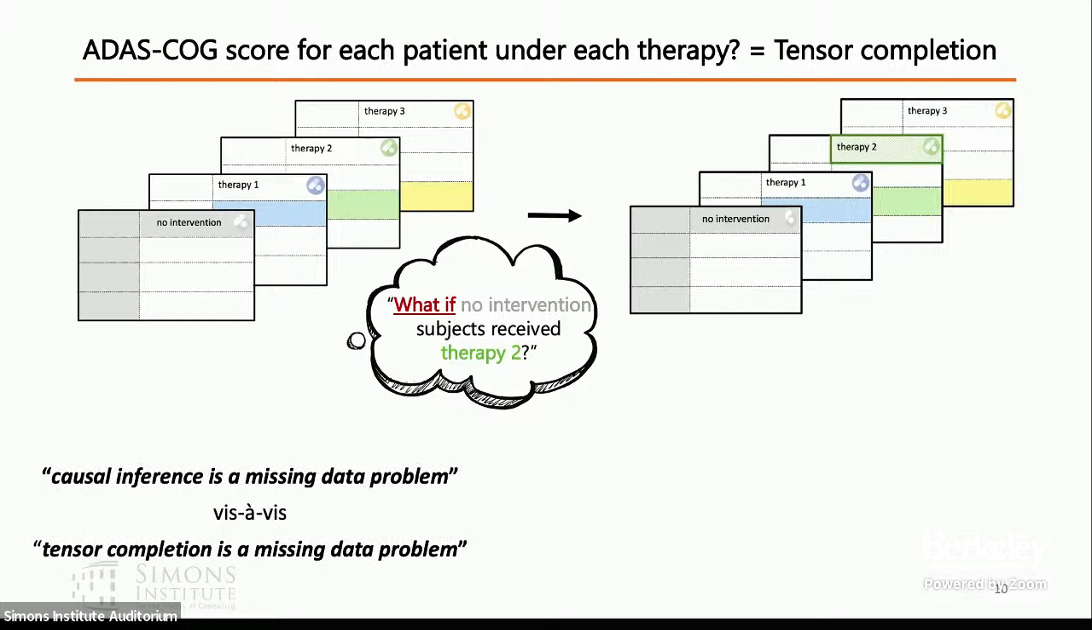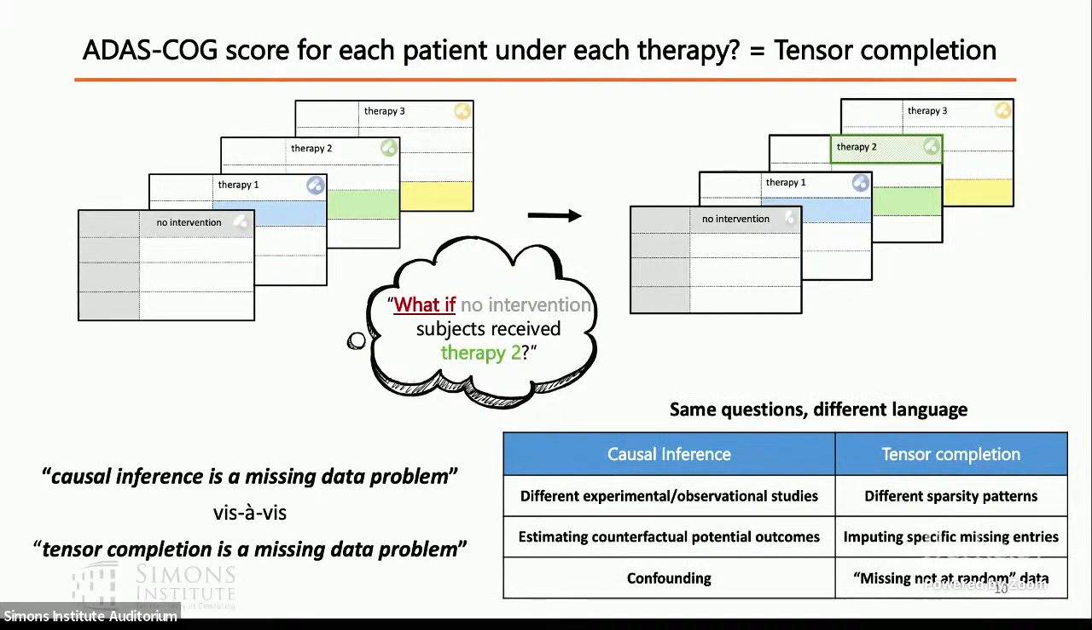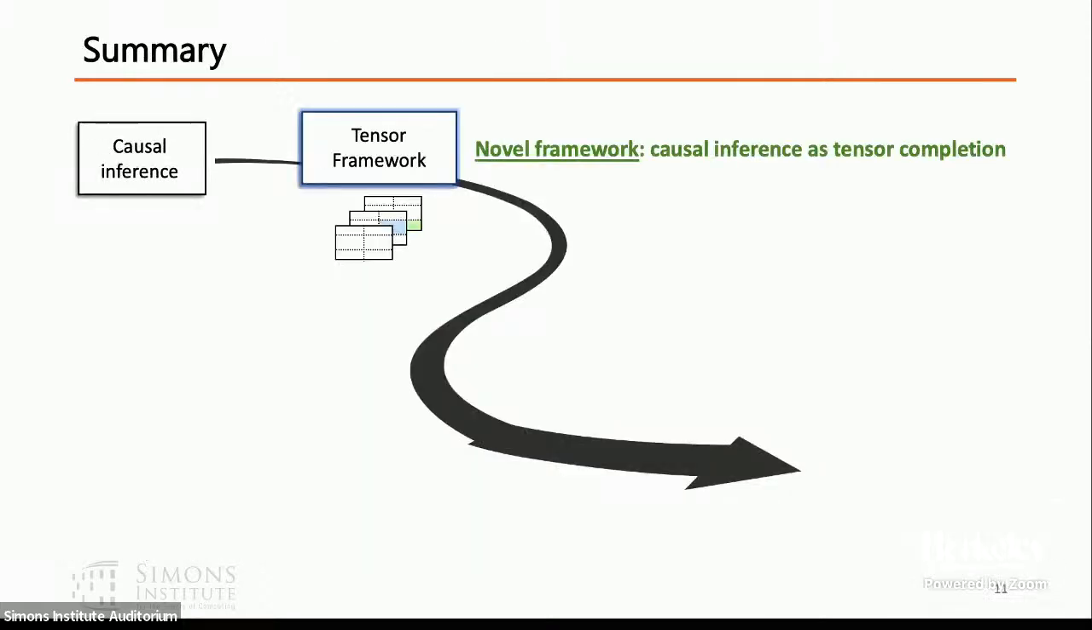For those of you who are in the causal inference literature, we all say that, well, causal inference is a missing data problem. And for those of us who come from ML, we say, well, tensor completion is a missing data problem. So they're really asking the same questions, just with a different language. For example, the notion of different experimental or observational studies really amounts to different sparsity patterns in the induced tensor. The goal of causal inference, which is estimating counterfactual potential outcomes, really amounts to imputing specific missing entries in this induced tensor. And this problem that plagues causal inference, confounding, you can really encode as missing not at random data. I'll make this formal as we go along. Okay? But the key conceptual contribution is that you can encode a lot of interesting problems in causal inference as one of tensor completion.